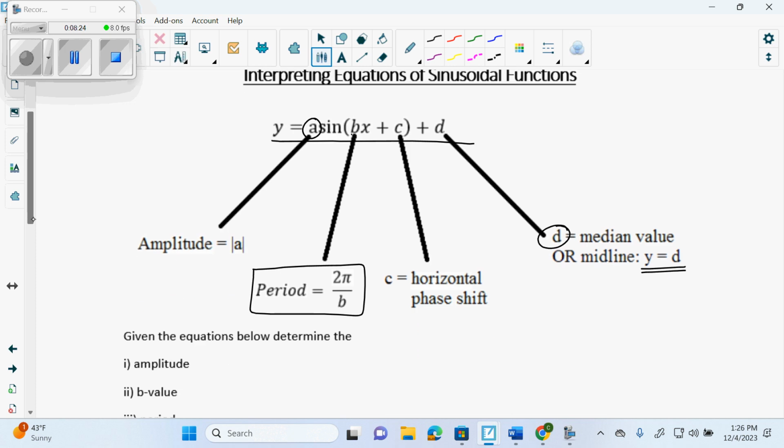Okay. The C. If there is a C, if the C exists, there's a horizontal phase shift. That's it. They're not going to ask about how much. They're not going to ask you what it's doing. They could just ask, is there a horizontal phase shift? So if there's a C, there is a horizontal phase shift.